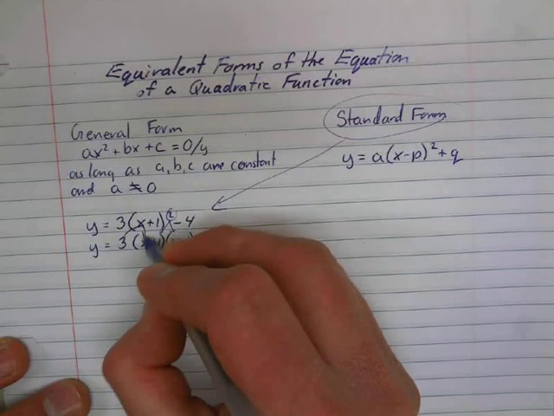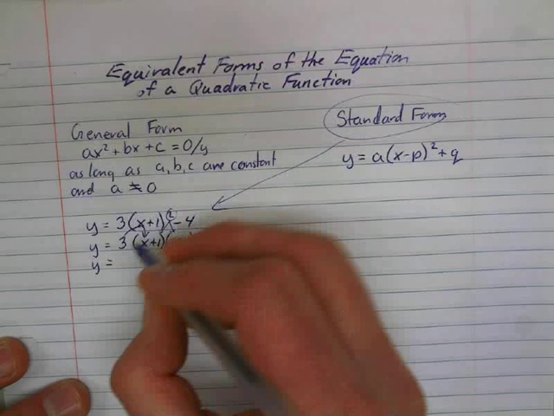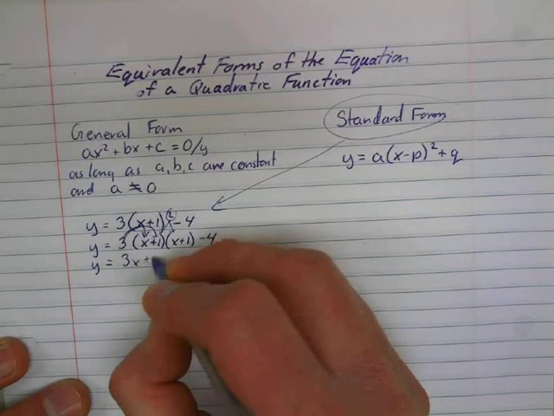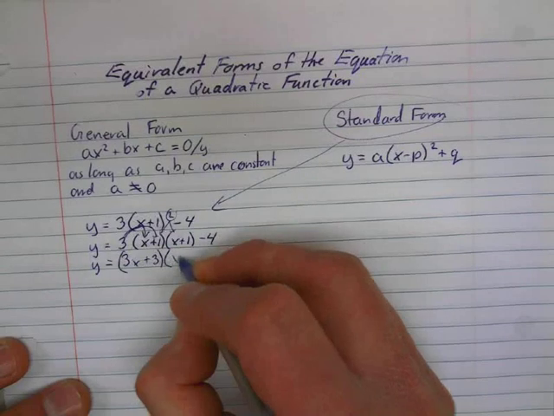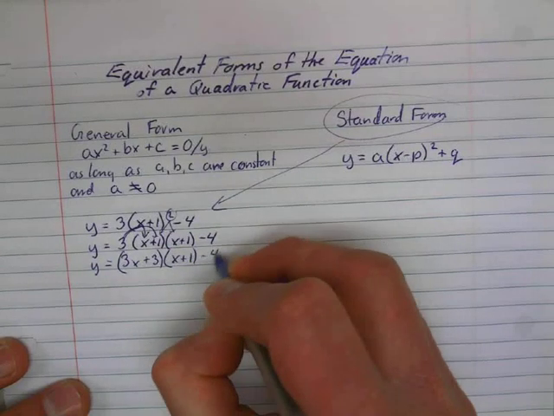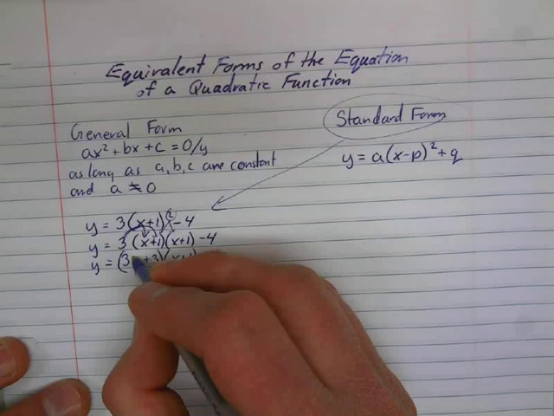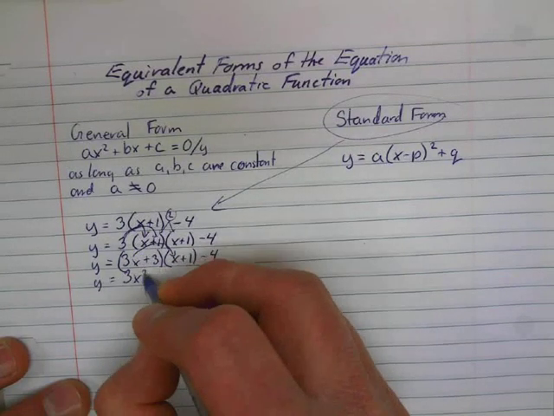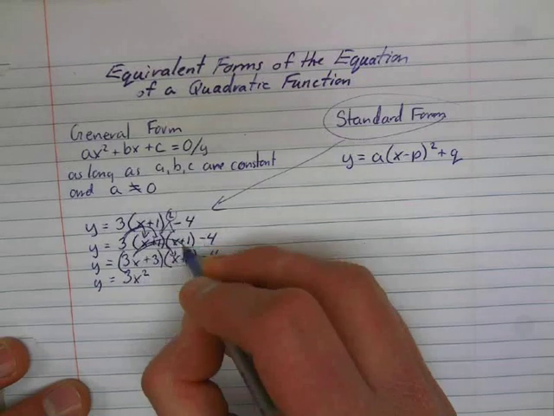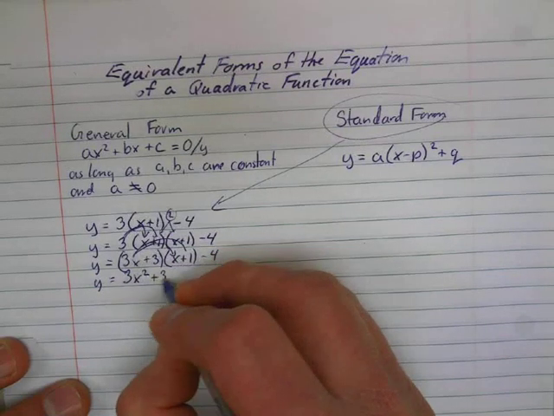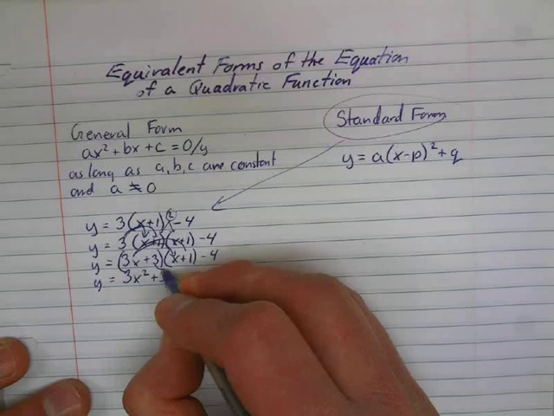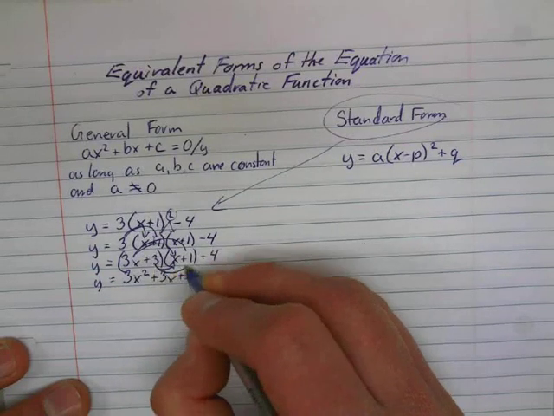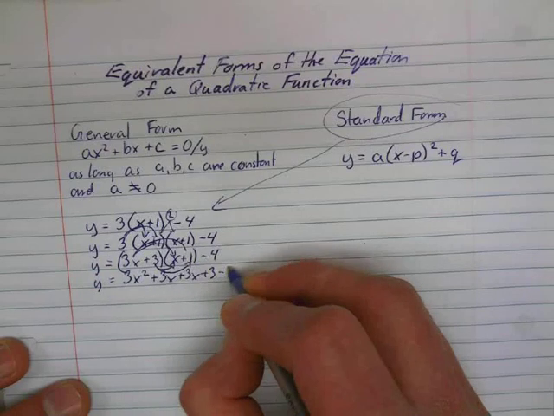We then bring in the 3, so it's 3 times (x plus 1) times (x plus 1) minus 4. Once again, we go 3x times x gives me 3x squared. 3x times 1 gives me plus 3x. And then 3 times x gives me plus 3x. And 3 times 1 gives me plus 3, minus 4.